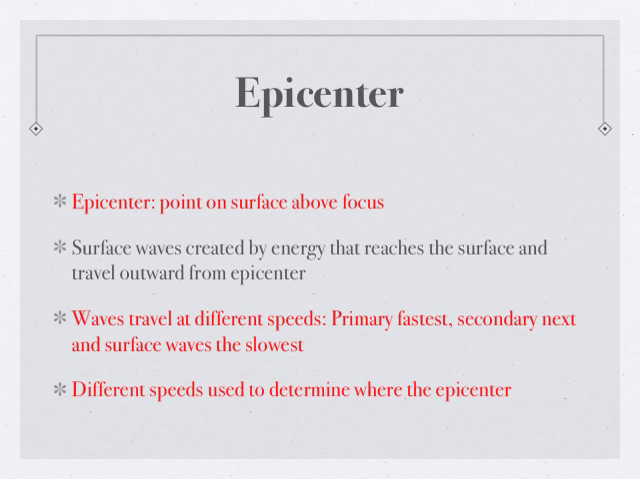The waves travel at different speeds, as we talked about before. Primary is the fastest, secondary is the next, and surface waves are the slowest. The different speeds are used to determine where the epicenter is. So we can determine what waves come first, what waves come second, and then we can determine the length of time that it took for the primary and secondary waves to get there, and we can figure out where the epicenter is based on that.